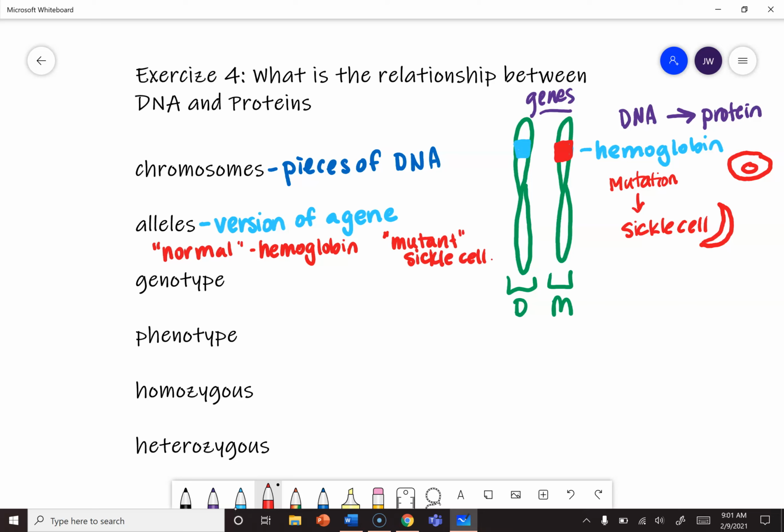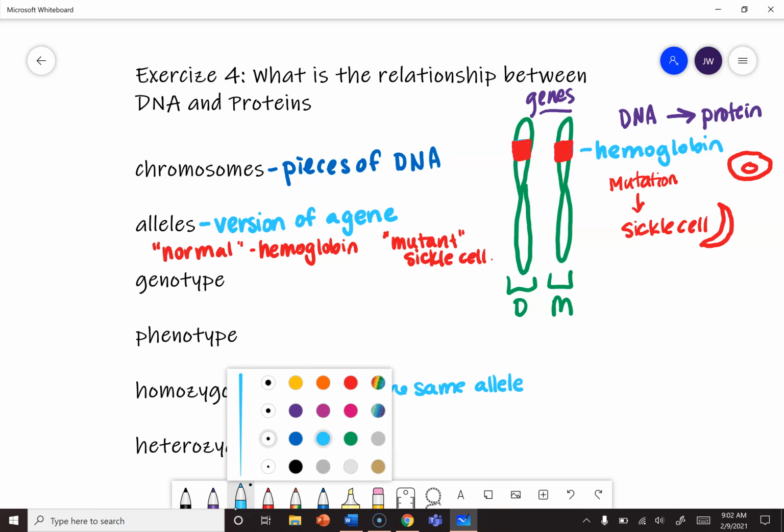So you can see that individuals can either have two normal copies. That was the first case that I drew with the normal hemoglobin. They can have one copy each of the normal and mutant hemoglobin, or they can also have two copies of the defective, the sickle cell hemoglobin. Individuals who have two copies of the same allele are called homozygous. Homozygous individuals have two copies of the same allele.